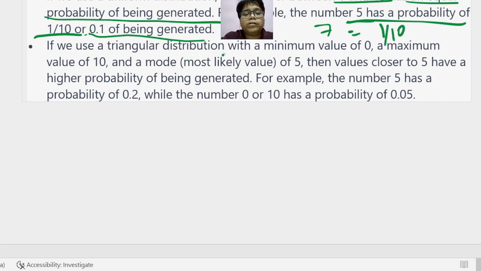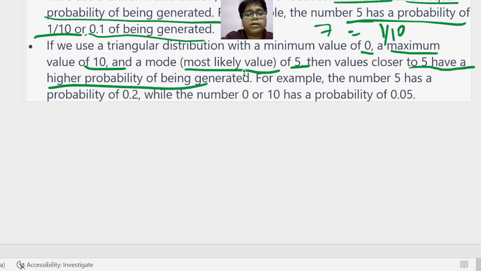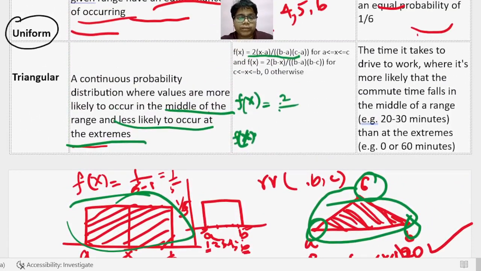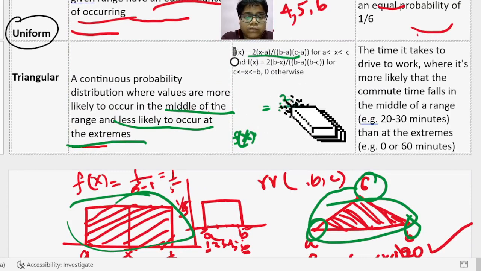Then if you use the triangular distribution with a minimum value of 0, a maximum value of 10, and a mode, the most likely value, of 5, then values closer to 5 have a higher probability of being generated. So the number 5 has a higher probability, say 0.2, and the numbers at 0 and 10 have a much lower probability.